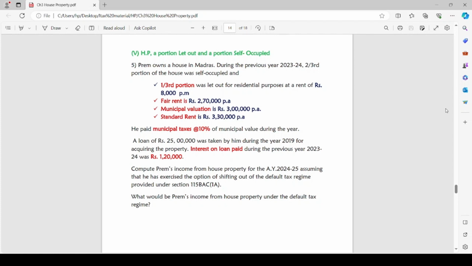Compute Prem's income from the house property for the assessment year 2024-25, assuming that he has exercised the option of shifting out of the default tax regime provided under section 115BAC. That is, he has chosen to pay tax under the normal provisions of the Income Tax Act. What would be Prem's income from the house property under the default tax regime? Here, the question is asking us to compute the income from the house property under section 115BAC, the default tax regime, as well as the optional tax regime, that is as per the normal provisions of the Income Tax Act.